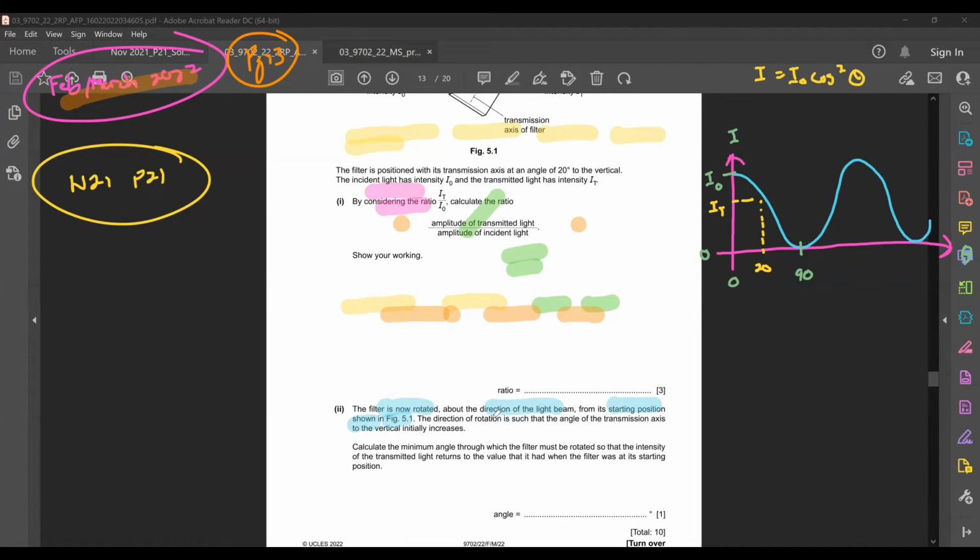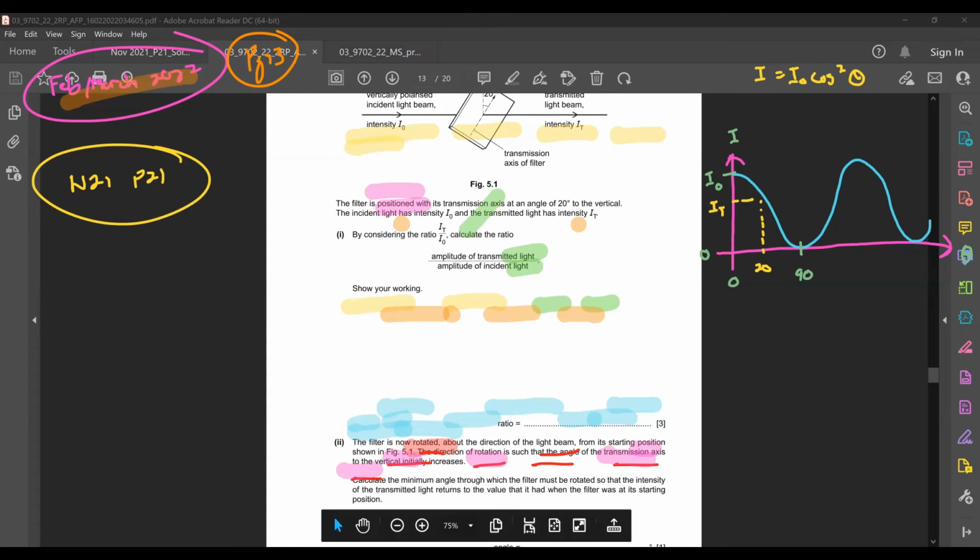All right. The direction of rotation is such that the angle of transmission axis to the vertical initially increases. They told us the direction of rotation is such that the angle of transmission axis to the vertical initially increases. Calculate the minimum angle through which the filter must be rotated so that the intensity of transmitted light returns to the value that it had when the filter was at the starting position, right? So the key thing here to note was that they want to rotate the polarizer until the intensity of the transmitted light is back at the value that it had when the filter was at its starting position.